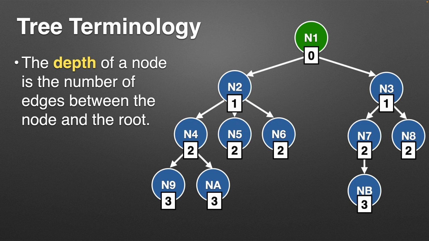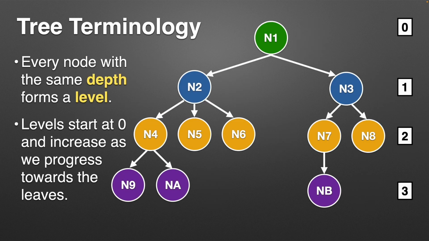When we have a tree that's sizable, you'll see it labeled over to the side at these different heights. You can segment this with lines if it gets complicated, but everything that's at the same depth is considered at the same level, and we start at 0 with the root being at level 0.